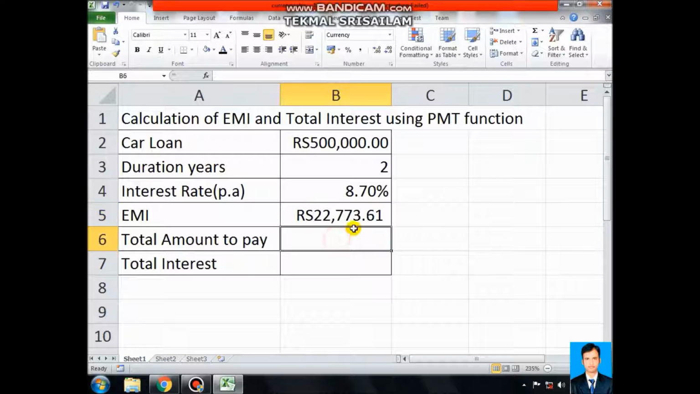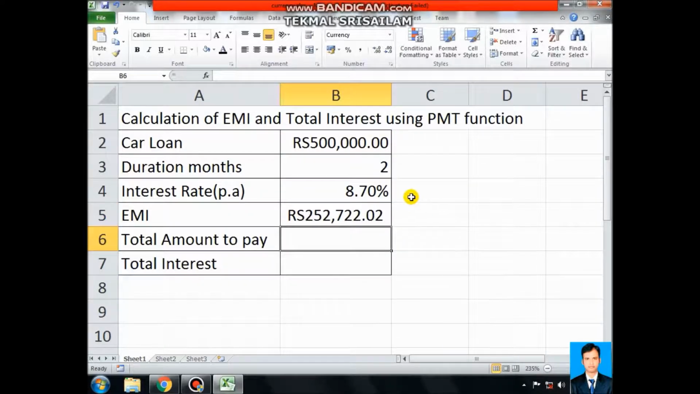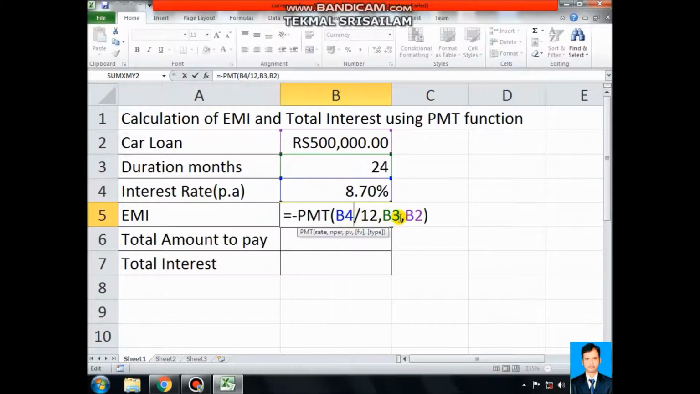Now if the duration is in months, then what would be the formula? It's very simple. Do not multiply with 12. Just put this cell reference. Instead of 2, if I have 24 as a value, considering the period as months, then there is no need to multiply that value with 12. Just give the cell reference of that value.